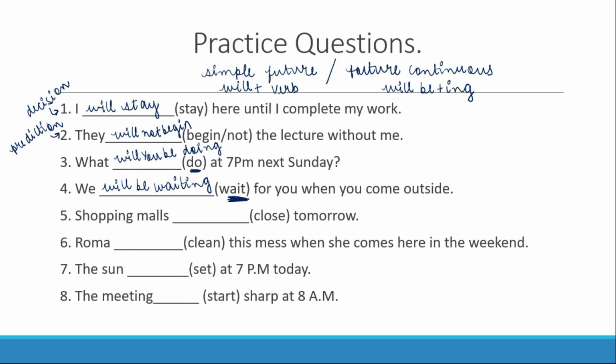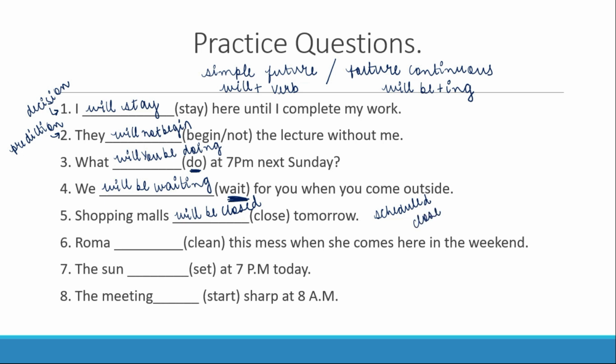Shopping malls dash tomorrow. Okay, so shopping malls will be closed. So why will be closed come? Because it is a scheduled event. We already know that they have scheduled it to close. That is why.